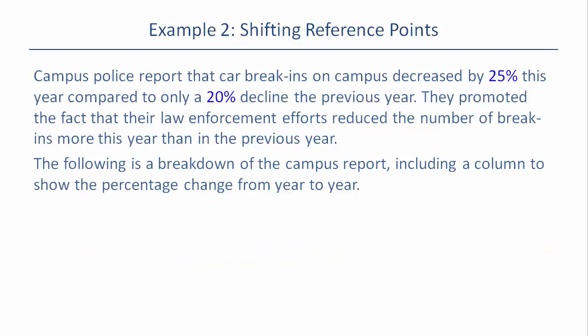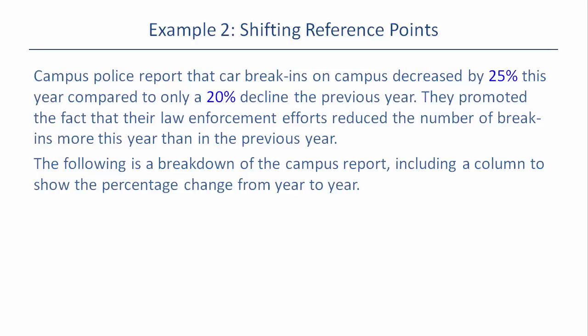Okay, the last one, the shifting reference points. So here's an example that'll hopefully highlight what the heck this means. Campus police report that car break-ins on campus decreased by 25% this year compared to only a 20% decline the previous year. They promoted the fact that their law enforcement efforts reduced the number of break-ins more this year than in the previous year. Is that true?